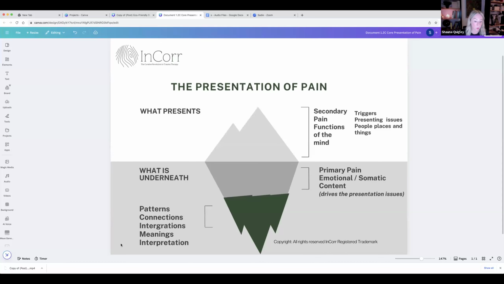Where are your clients working? Or where are they wanting to work towards? So when we think about the presentation of pain, we think about secondary pain and the functions of the mind. We think about how this presents in the room. So this normally presents in the room as depression, anxiety, maybe disordered eating, maybe procrastination, maybe perfectionism. But fundamentally, secondary pain is a byproduct of the original core wound.